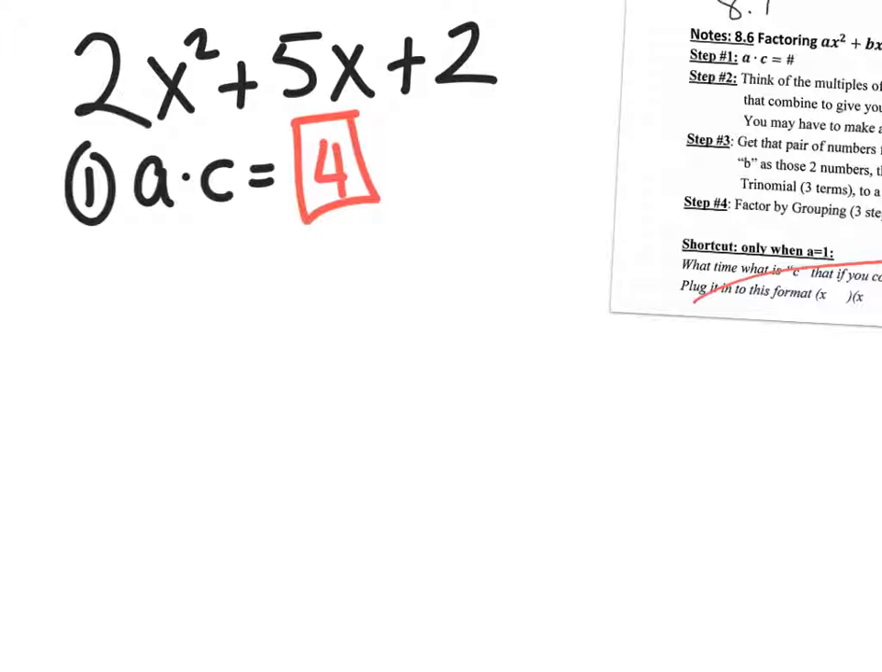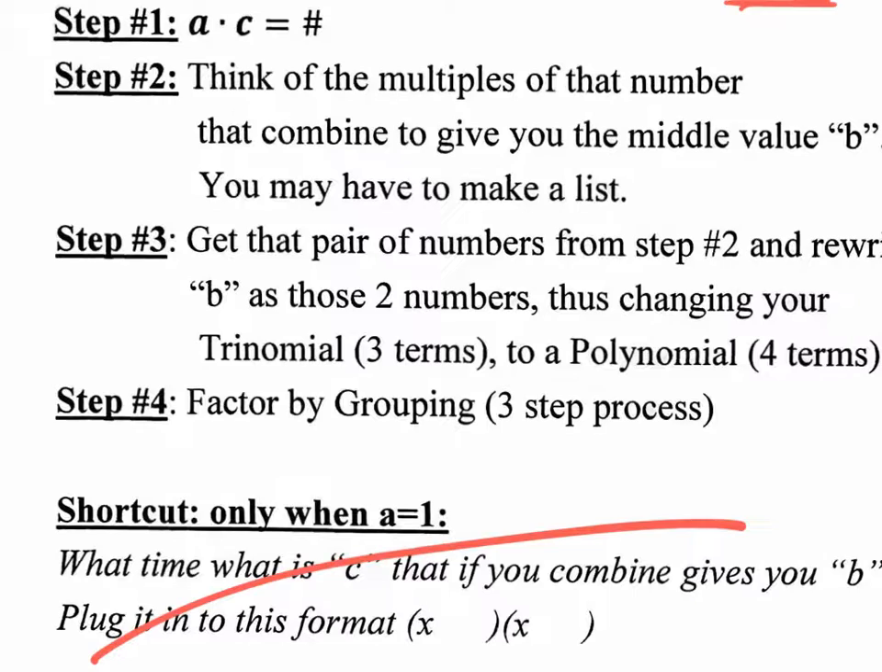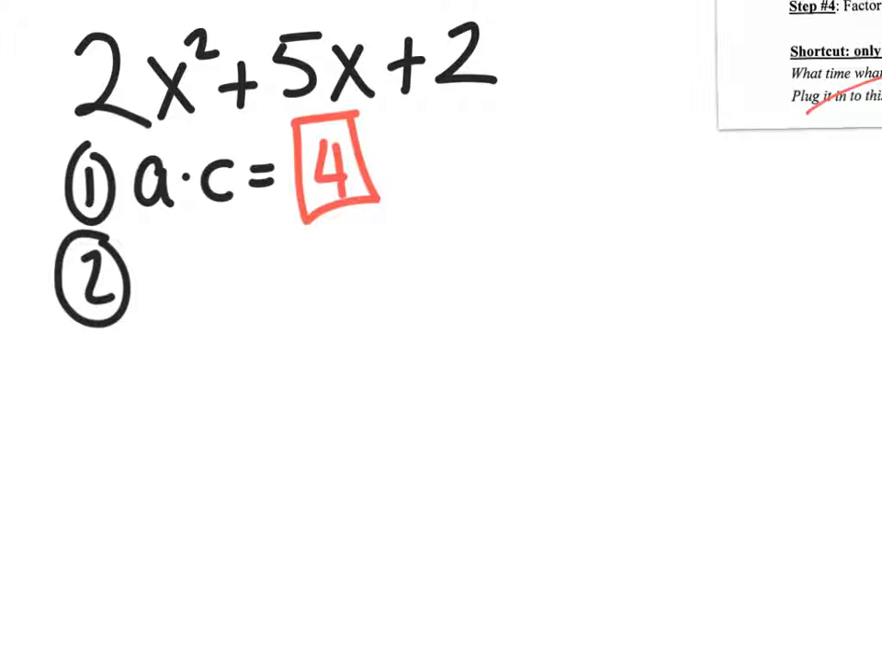Moving on to step 2. Now, what is step 2? Step 2 says, think of the multiples of that number that combine to give you the middle value b. You may have to make a list. Okay, let's make a list. So again, we're thinking of the multiples of this answer from step 1. So how could we get 4? Well, it's either going to be 1 times 4 or 2 times 2. And that's it. 3 times something doesn't work. 4 times 1 we already did. Those are the only 2 pair of numbers that give us the answer 4.